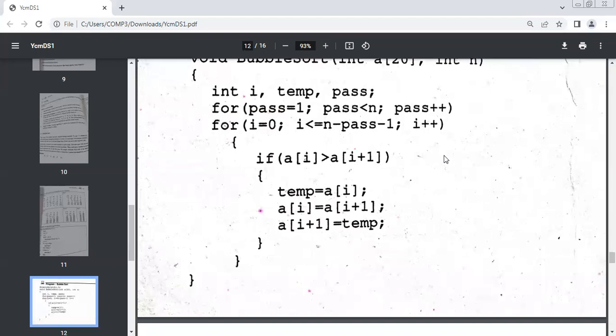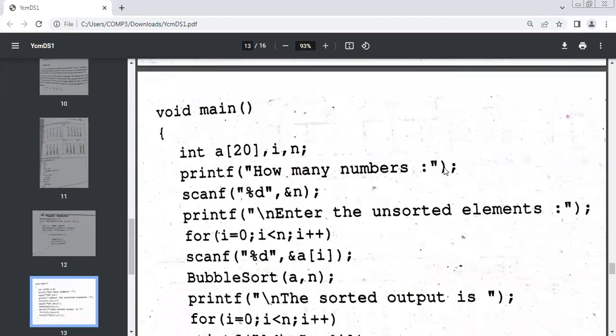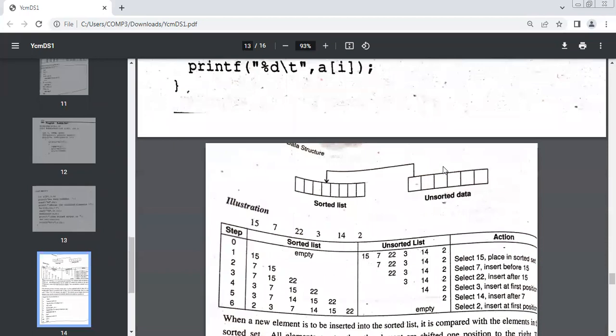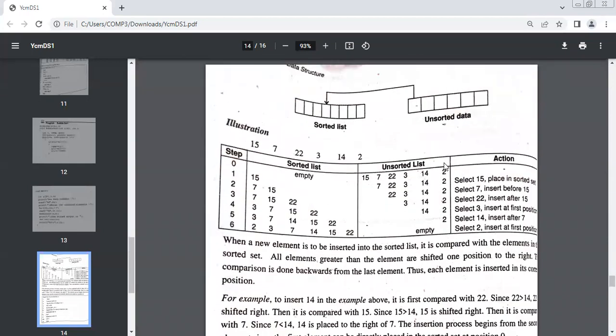to sort the elements or to arrange the elements in proper way. Okay, now the next sort is insertion sort.